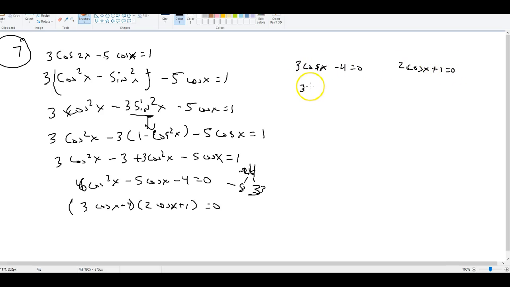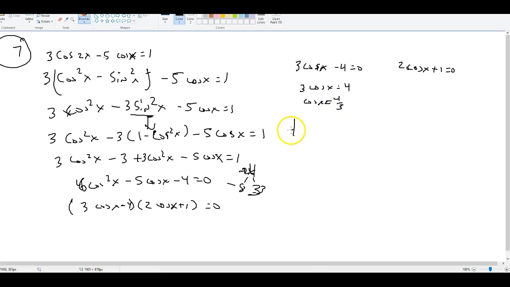So I get 3 cosine x equals 4. Cosine x equals 4/3. Now this should be disturbing to us. I'll pause a moment. Why? It should be disturbing to us because 4/3 is bigger than 1. Can cosine give me a value bigger than 1?